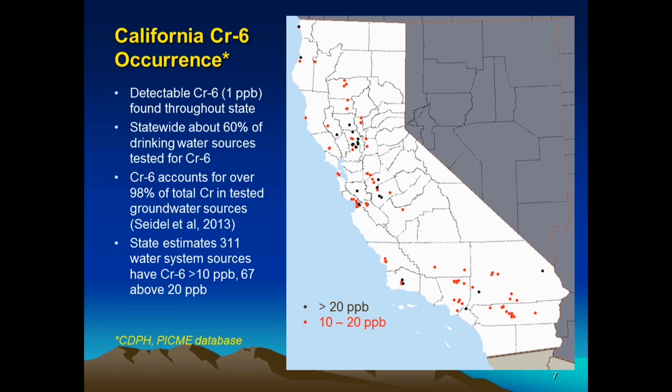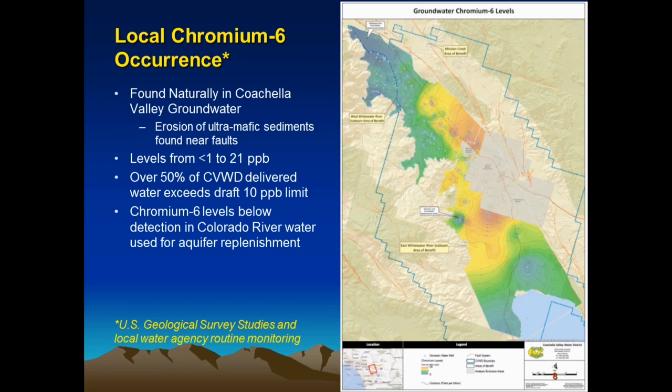The state estimates about 311 sources have chromium-6 above that 10 parts per billion level. 67 would be above the 20. So the red, here we are in the Coachella Valley. Each dot is overlapped, so there are a lot of wells under those dots, but that's where our concentrations are. So looking at the valley here, I'm going to point out a few important things.